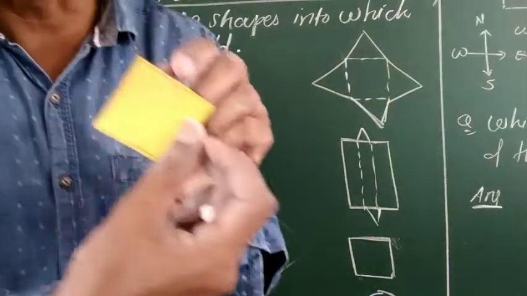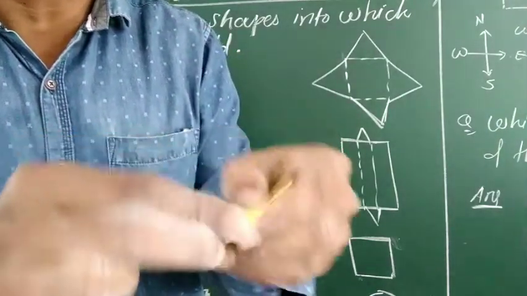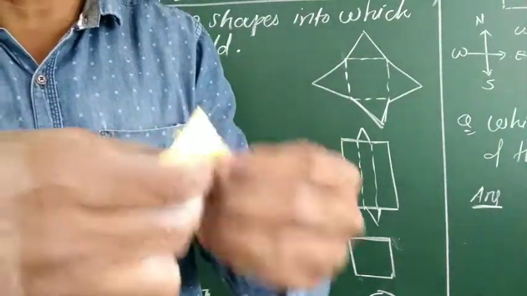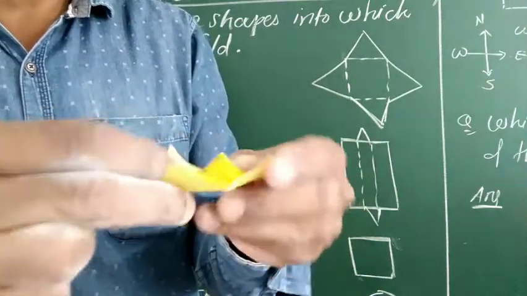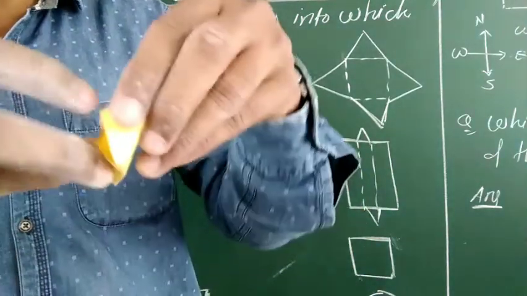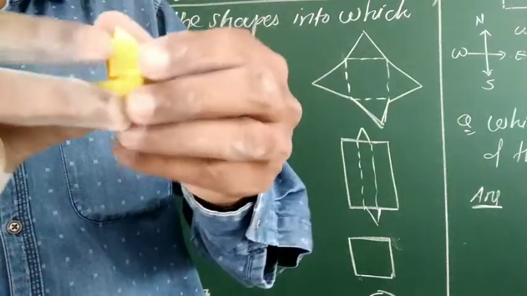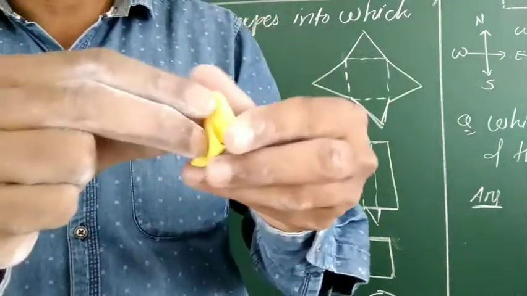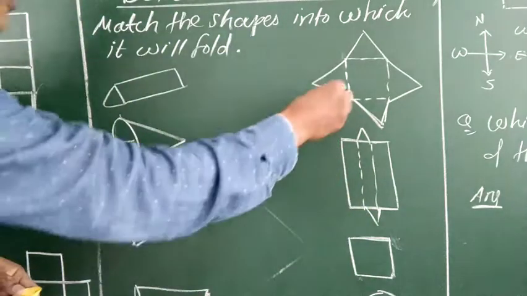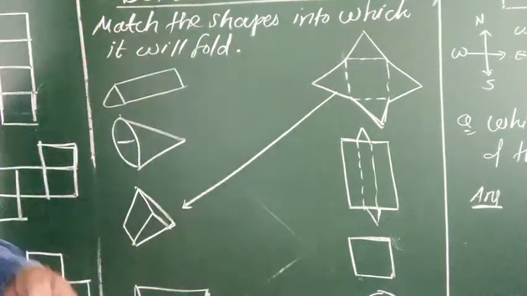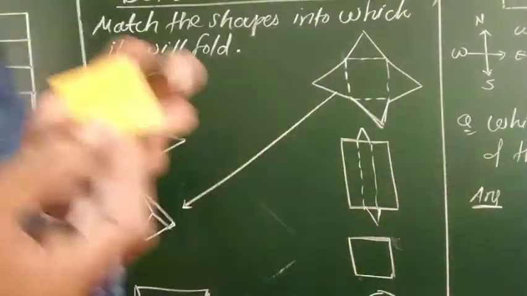So see, this is one. Now try to fold from the dotted line. Fold from the dotted line, dear. So see, it is like this. It matches like this, dear. And it is looking like this pyramid. It will look like this pyramid. So see, we can match this one with this one. Now then next, see, it's very simple.